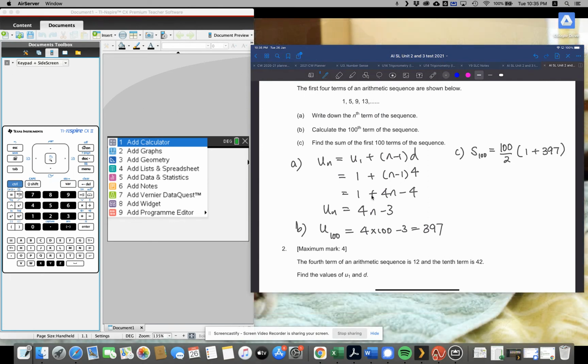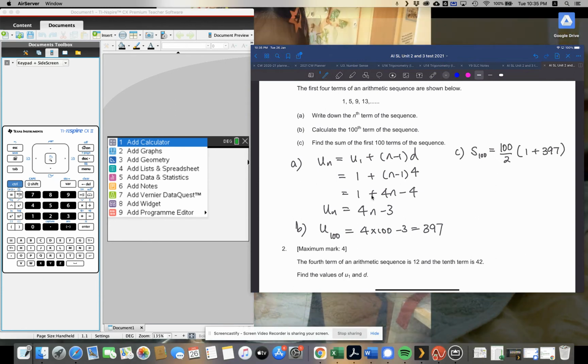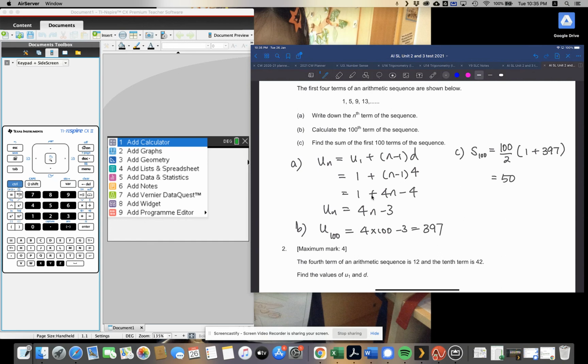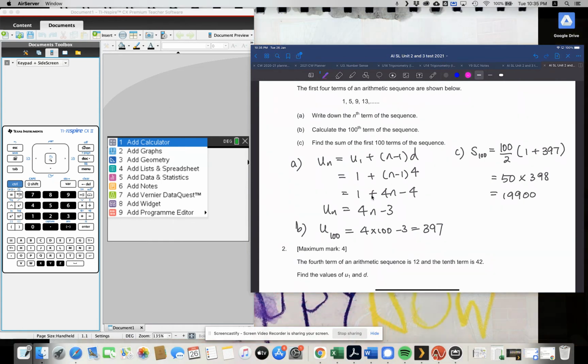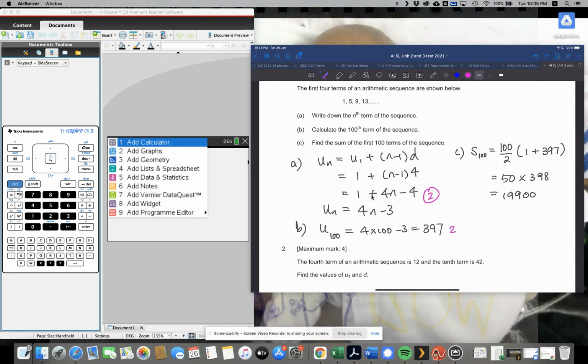Some of you put 100 here. 100 here is the term number, not the term value. We need the term value to make this correct. So 398, this is 19900. So basically it's 2 marks each, 2, 2, 2.